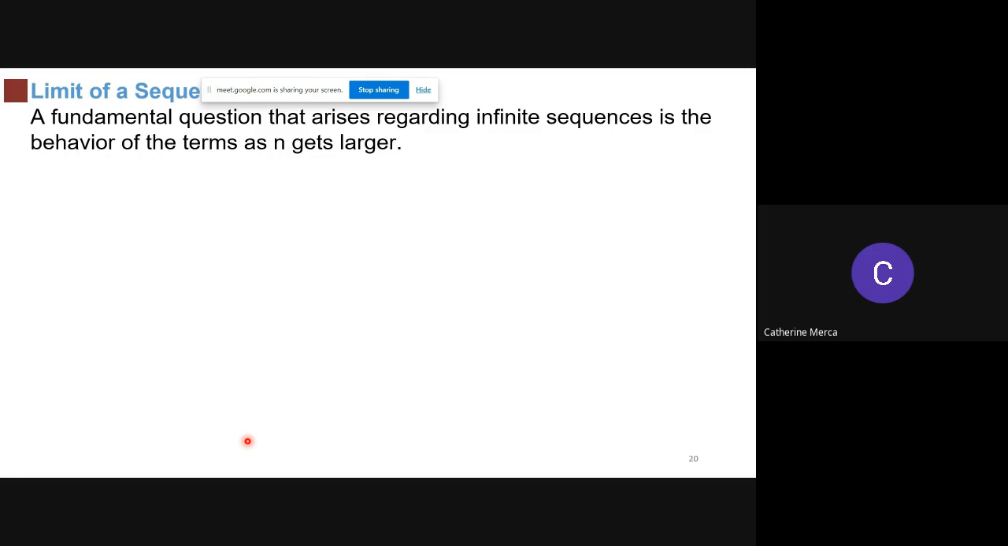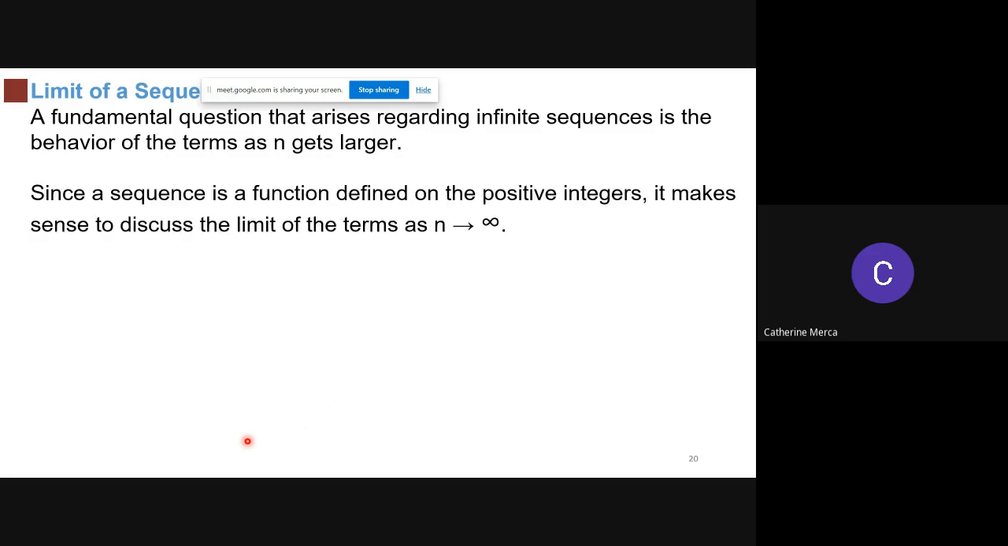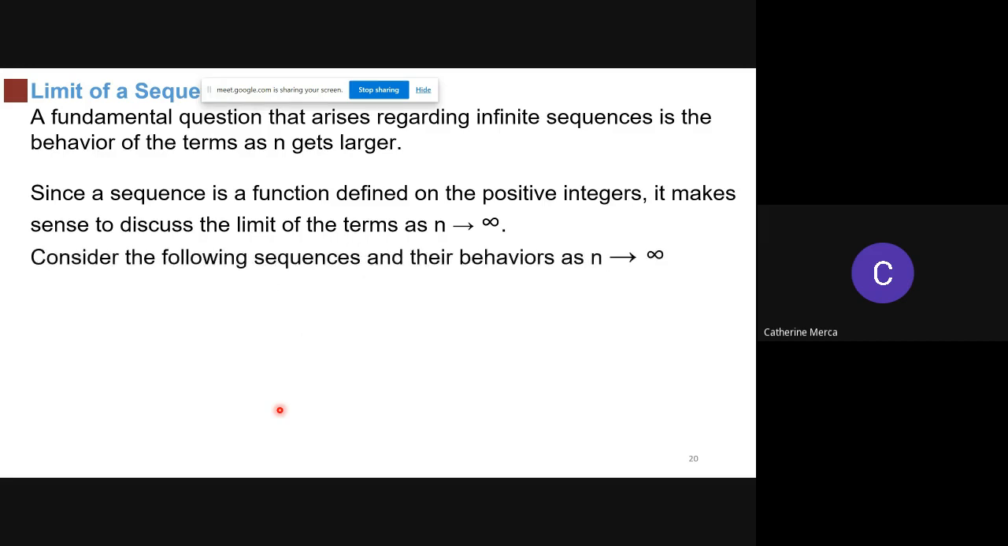So, a fundamental question that arises regarding infinite sequences is the behavior of the terms as n gets larger. What do you mean by this? Because your sequence is actually a function defined on the positive integers, we can discuss the limits of the terms as n approaches infinity. So you remember yung MAT 51, di ba? Meron tayong limit of a function. This time we talk about the limit of a sequence. So if you consider the following sequences and their behavior as n approaches infinity, then if you have 1 plus 3n, this is a sequence.